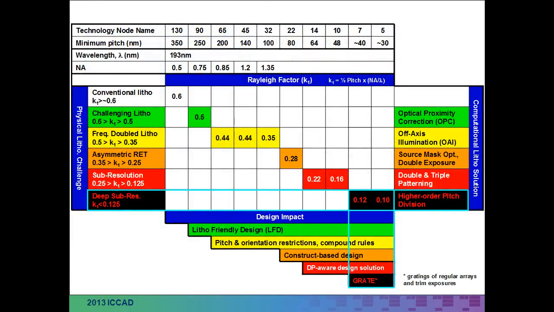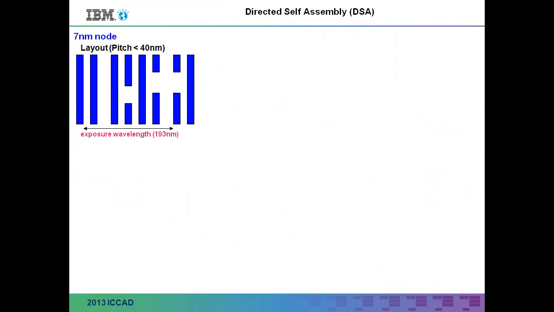All right, so that takes us down to incredibly small resolution, covers us through the 10 nanometer node. But there's more nodes out there, right? And you can see we kind of go into deep black here, very, very critical resolution. What are the plans? Well, one plan is directed self-assembly.